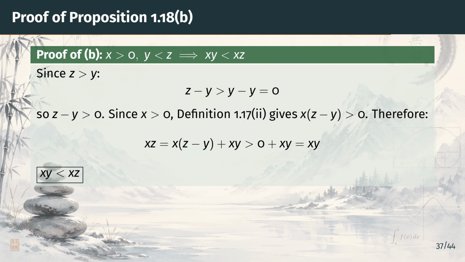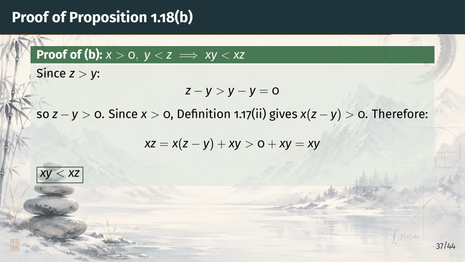For Part B, we need to show that multiplying a strict inequality by a positive number preserves the direction. Since z is greater than y, z minus y is positive. Multiplying two positive numbers, x and z minus y, gives a positive product. So x times (z minus y) is positive, which means xz is greater than xy. This is exactly the rule we wanted.